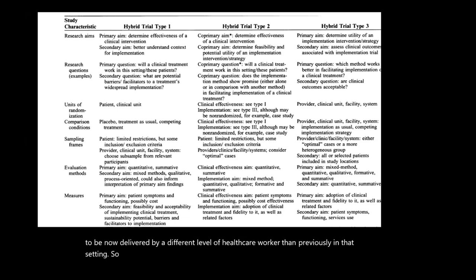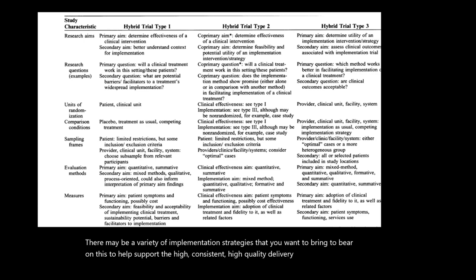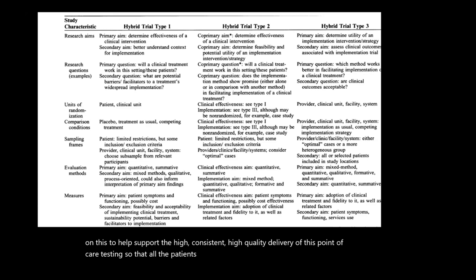So there may be a variety of implementation strategies that you want to bring to bear to help support the consistent, high quality delivery of this point of care testing, so that all the providers who should be using the point of care testing in their care are doing so, and that all the patients who should be receiving that point of care testing are doing so. Those are implementation outcomes rather than effectiveness outcomes or health outcomes. So the way I'm thinking about this, this sounds very much like a hybrid 3, or possibly, like I said, even a straight up implementation trial, because it sounds like the evidence is pretty solid for this particular point of care test.